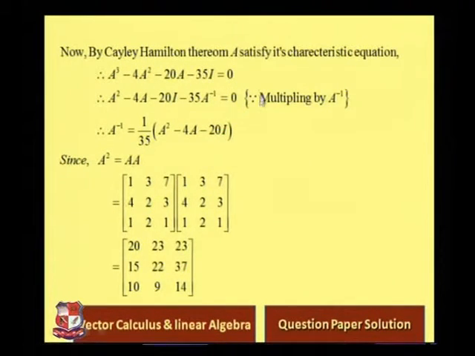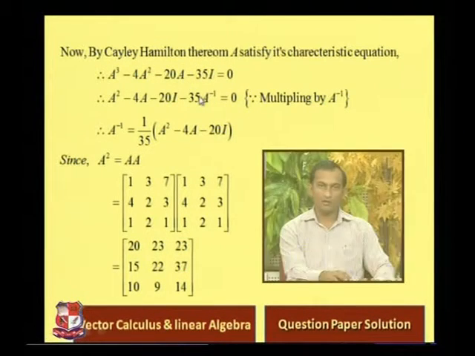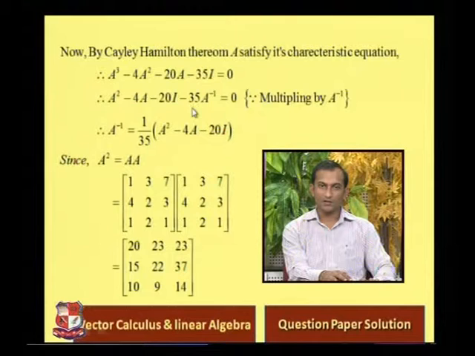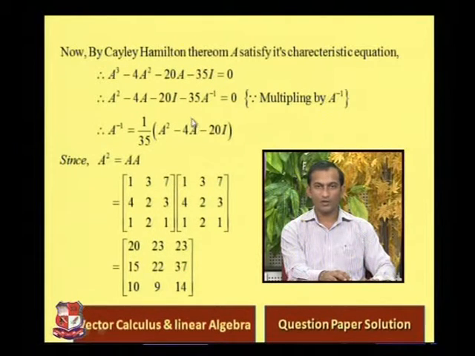Now we need to find A inverse. So multiply this Cayley-Hamilton formula with A inverse. A cubed into A inverse is A squared, minus 4A, because A squared into A inverse is A, minus 20I, because A into A inverse is identity, minus 35 A inverse, because I into A inverse is A inverse, and equal to 0, because 0 is the null matrix. So 0 into any matrix gives a null matrix. Now simplify and find A inverse.